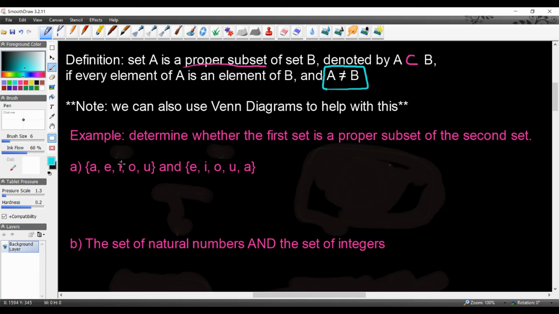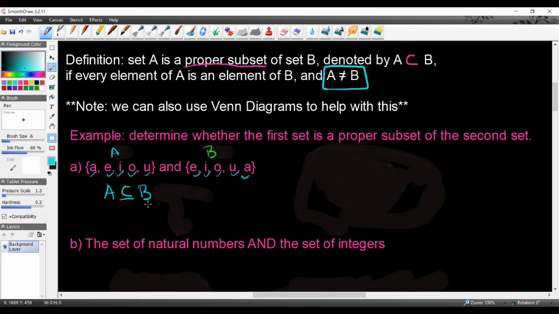It says determine whether the first set is a proper subset of the second set. So let's call this set A and let's call this one set B. Okay, in set A, we have an A. So yes, we have an A over here. Yes, we have an E. We have an I. We have an O. We have a U. So it looks like all of set A is in B. So A is in fact a subset of B, which is what we covered on the other side.